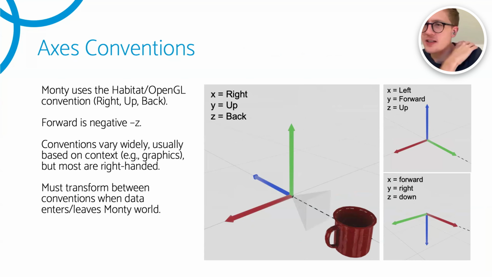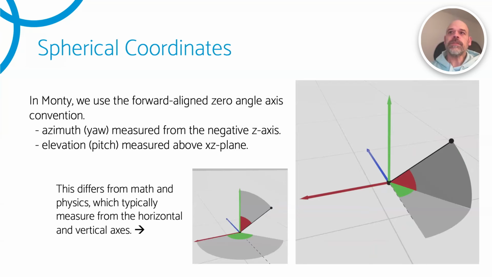It makes a lot of sense from a robot perspective. It's like, how much do I have to rotate left? None. How much do I have to rotate up? None. That's 0.